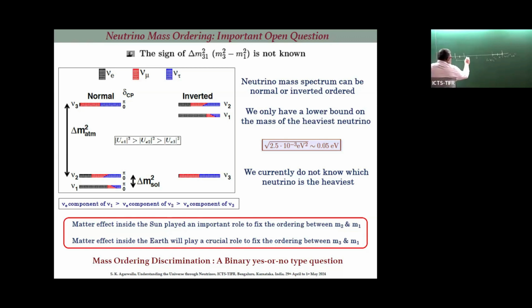But these values are already ruled out by the data. Can you see? All of you can see? So the question is whether I lie here, this is normal ordering. This is positive, right?